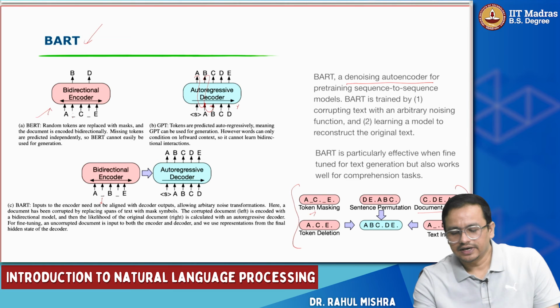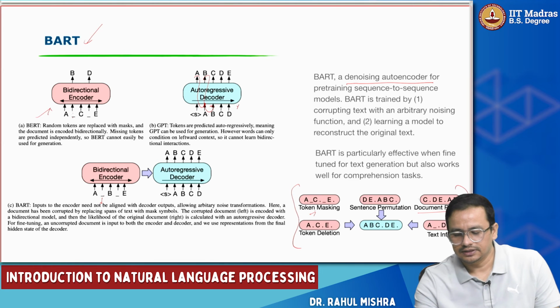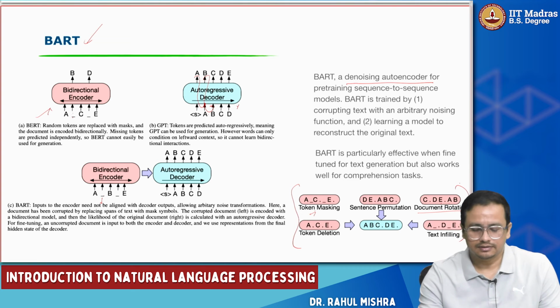Document rotation: rather than permutation or shuffling, you can rotate it in another order. So if you see here, A, B, C, D, E, it's rotated, right? So rather than starting from A, they are starting from C and it gets rotated.